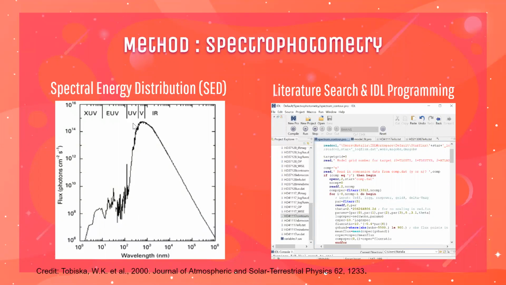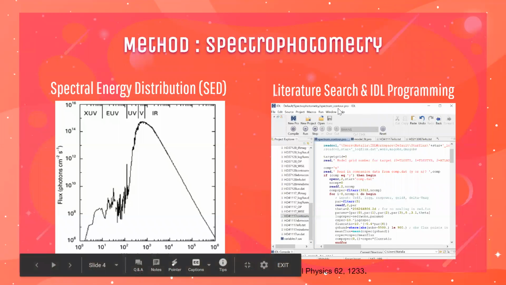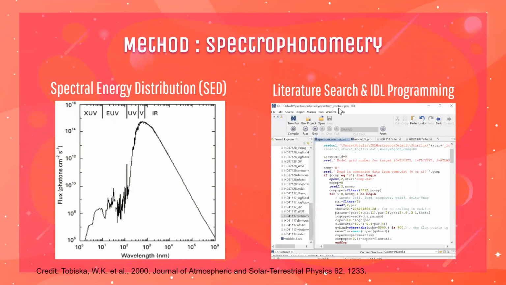And we use a tool called literature search, where we collect data from peer-reviewed articles. The websites we use are the VizieR and SIMBAD astronomy websites. And we run IDL programming to get our plots. This screenshot just shows you that we had a lot of IDL programming going on this summer.